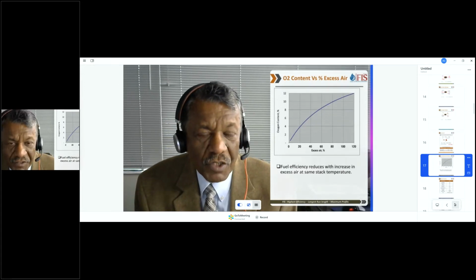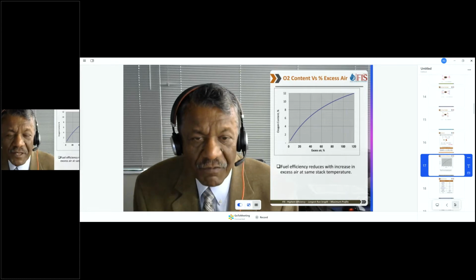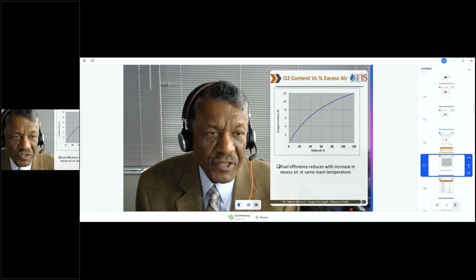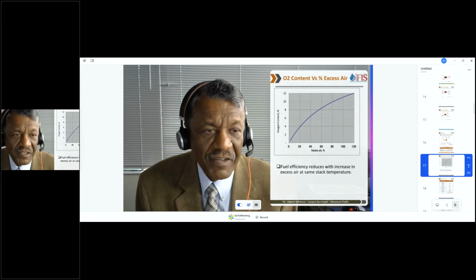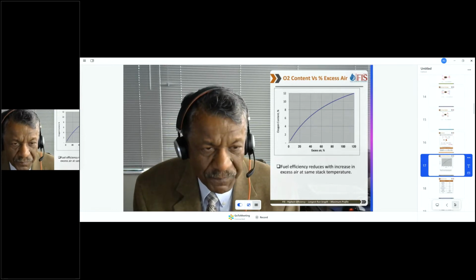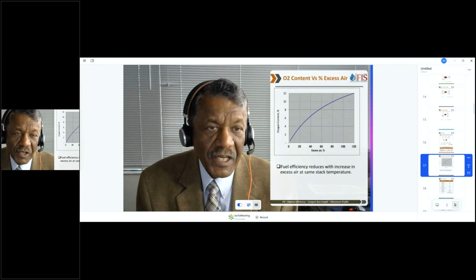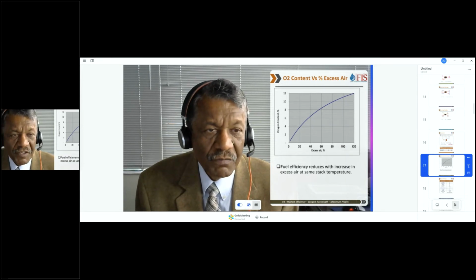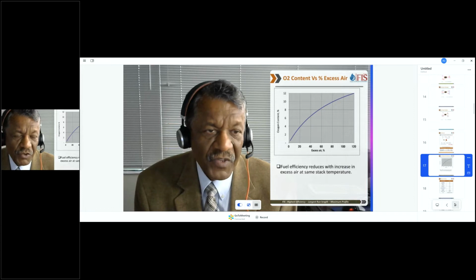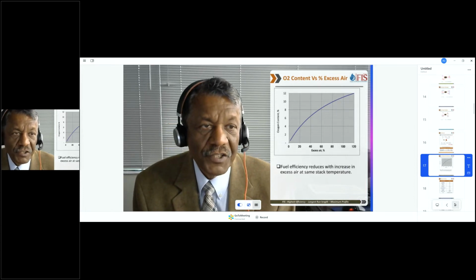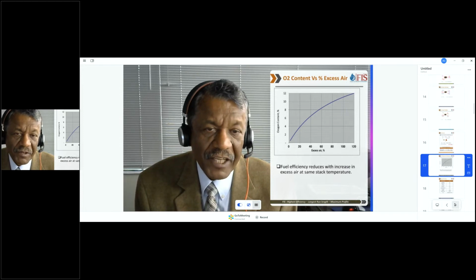If you know the oxygen content in your flue gases, you can estimate how much excess air you are having in your fuels, in your combustion or flue. So if you have 4% excess oxygen in the flue, products of combustion in the stack, you are at about 20%. But if you're at 10% oxygen, you're looking at about 80%.